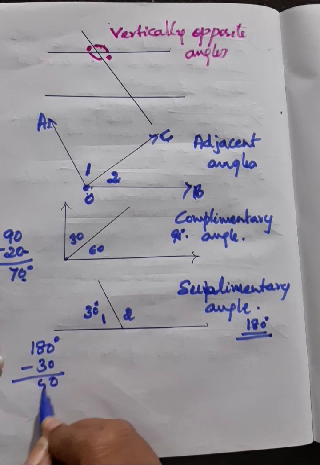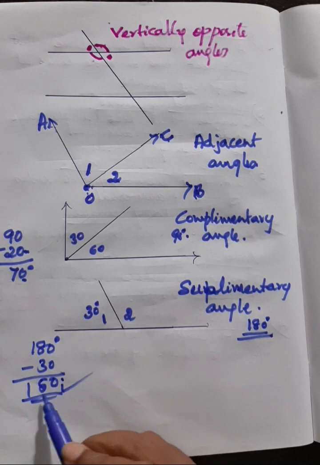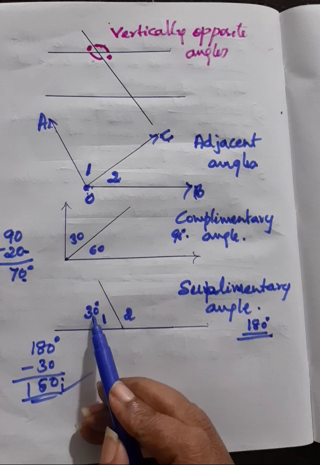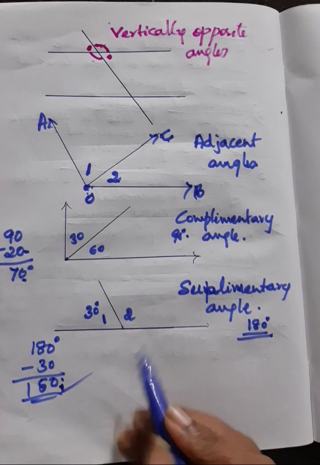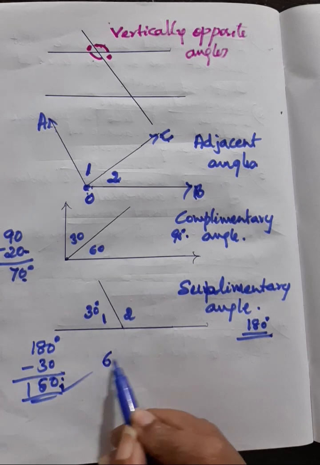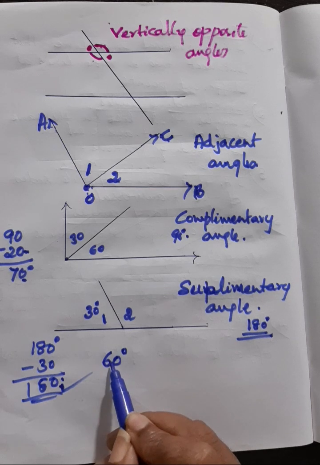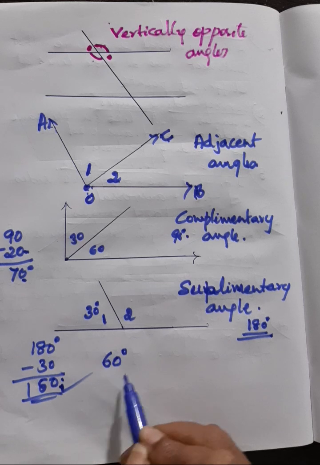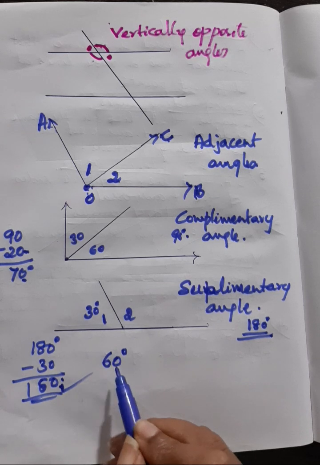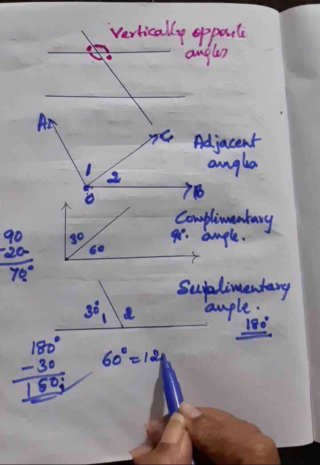So 8 minus 3, 5. So which measure came? 150 degree. So supplementary angle of 30 degree is 150 degree. Okay. For example, if they ask supplementary angle of 60 degree, so what you should do? You should subtract 60 from 180 degree. You will get 120 degree. So supplementary angle of 60 degree is 120 degree.